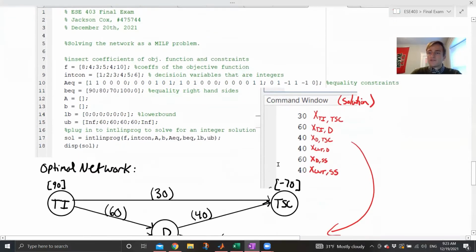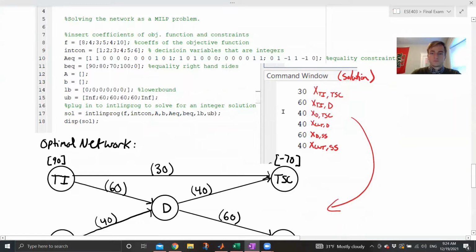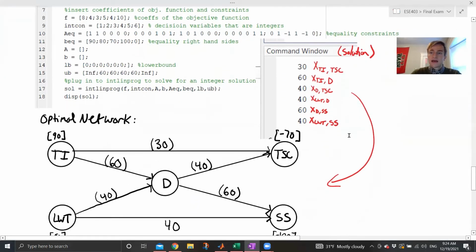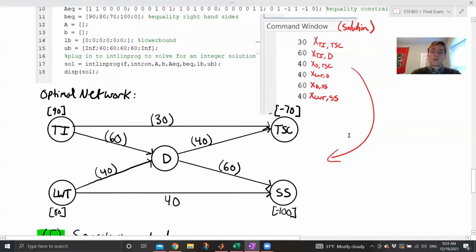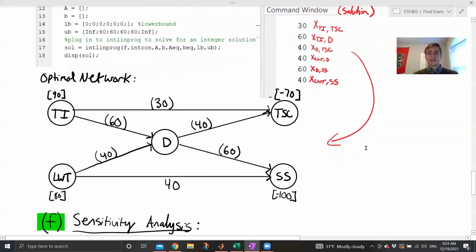But here I've interpreted the results because I had them in order. With these results, we have the various values of the paths, and we have our optimized network solution. And so, as you can see, the optimal solution is 30 units from TI to TSC, 60 from TI to D, 40 from D to TSC, 40 from Liberty Water Tank to D, 40 from Liberty Water Tank to Southern States, and 60 from D to Southern States.